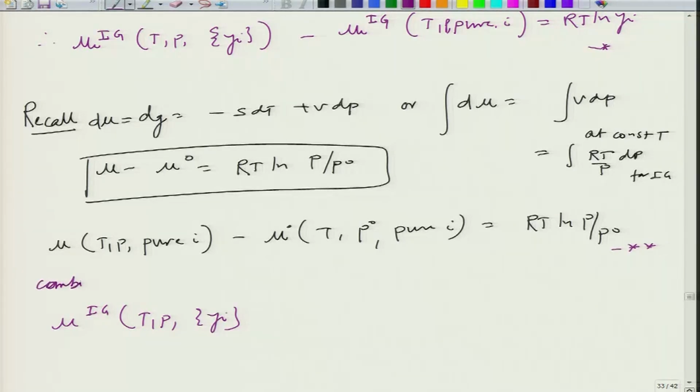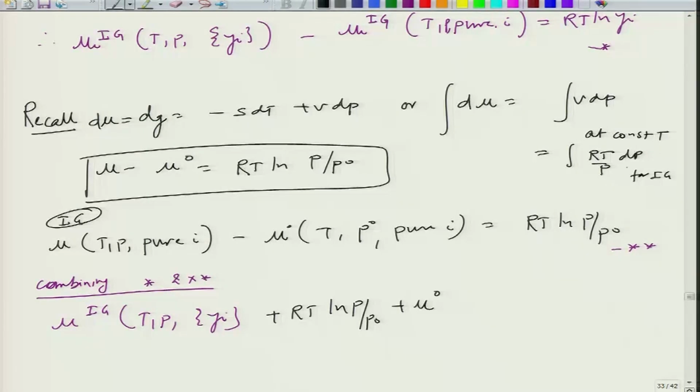So, we can say here, combining star and star star. I am not numbering the equations at this point, so I am going to use only the reference as this. Then I am replacing this mu i ig by this expression, which is RT ln P by P0 plus mu 0, because this expression is for the ideal gas, and this is also ideal gas. That is what we are considering here.